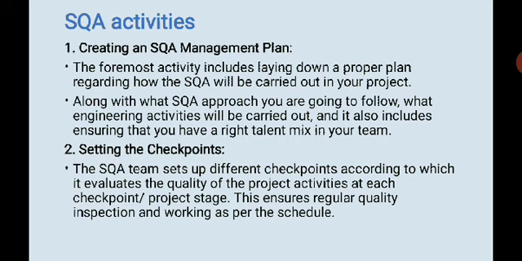Software quality assurance has a very large number of activities, which we call SQA activities. First is creating an SQA management plan. That is the foremost activity. This includes laying down a proper plan as to how the SQA will be carried out in your project. So you have an individual plan that fits your personal requirements, along with what SQA approach you are going to follow, what engineering approach you'll follow, what activities you'll carry out, and you have the right talent mix in your team.